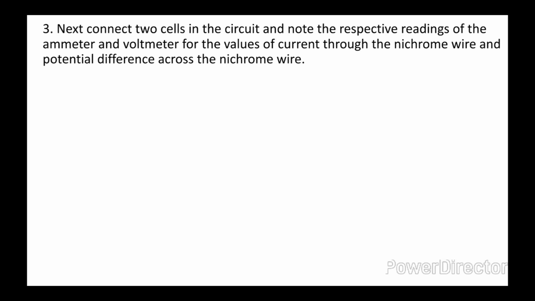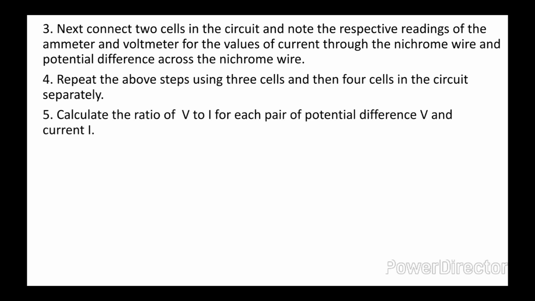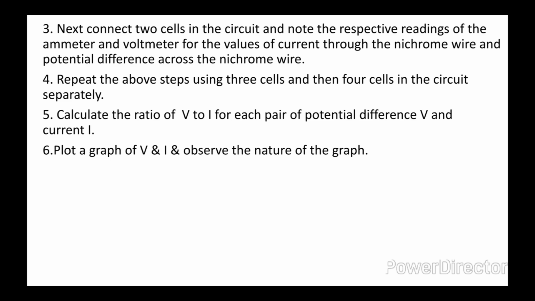Next again you will repeat the experiment by connecting 2 cells, 3 cells and 4 cells. So next you will connect 2 cells. Again you will write down the ammeter and voltmeter reading and record it. So you will repeat the experiment 4 times because here we have taken 4 cells, and finally you will calculate the ratio of V by I for each of the readings. For each of the cells you will calculate the ratio V by I.